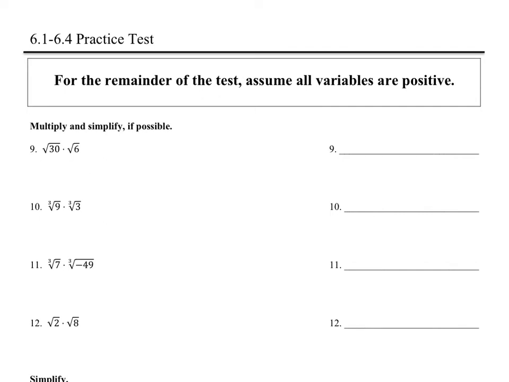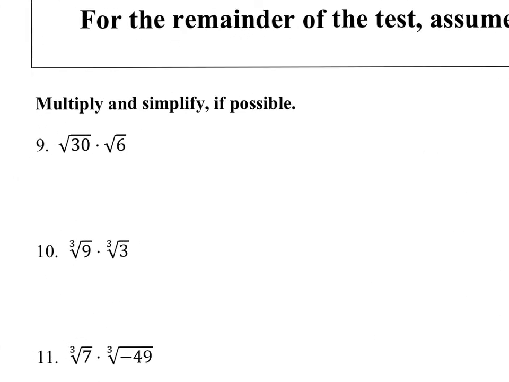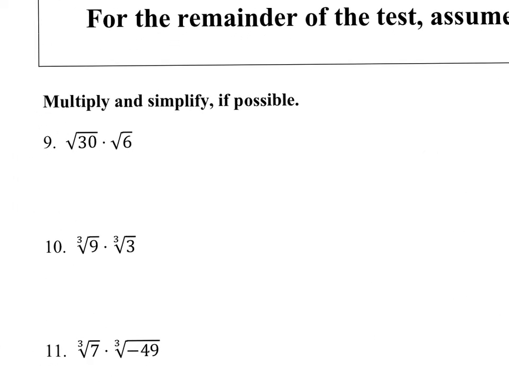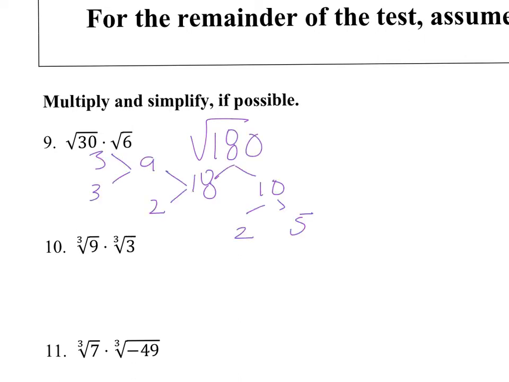the same index. So if I do 30 times 6, I'm going to get the square root of 180. So if I have the square root of 180, I'm going to do my factor tree here. And with the square root, I'm looking for pairs. Square root, remember there's always like a little 2 here. The index there is 2, so I'm looking for pairs. So I have a pair of 3s, I have a pair of 2s. I have this 5 that doesn't have a pair of 3s or a pair of 2s.